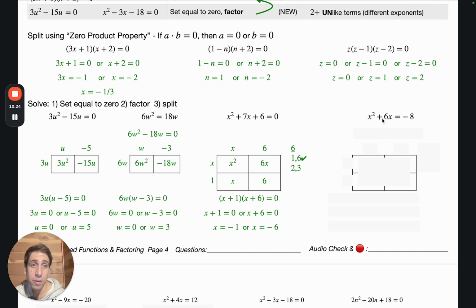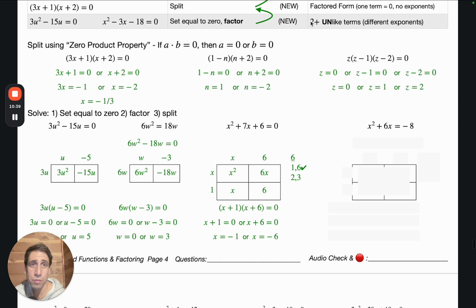Next, here, I'm noticing that I can't just undo operations because I've got an x squared and an x, and how do I undo all of that? I can't. So I'm recognizing that I now need to use the zero product property to split. I've got two or more unlike terms with different exponents. So therefore, now I'm going to set equal to 0. What numbers multiply up to 8? There they are. I'm going to split this middle term into two different terms, so I have 4 terms that could fit. And I'll use 6x is the same thing as 2x plus 4x.